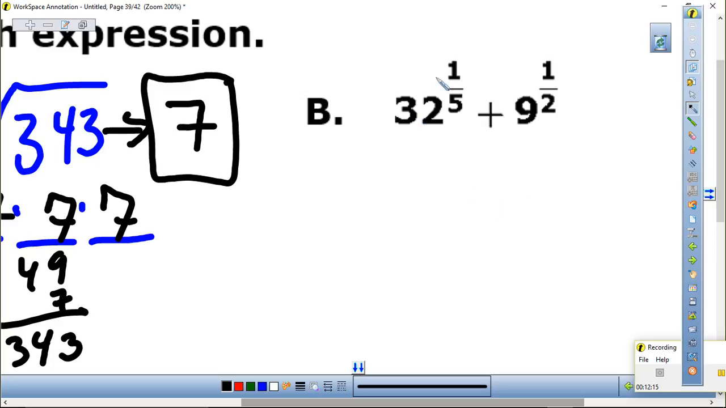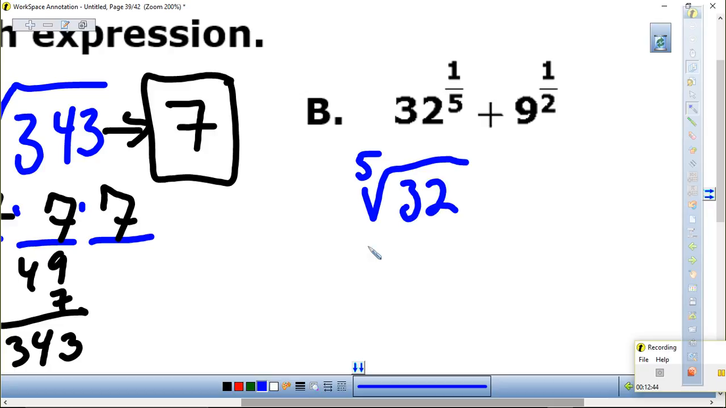It says 32 to the 1/5 plus 9 to the 1/2. Julian, how do I rewrite this one? 32 to the 1/5. What do I do? A radical, with 5 outside and 32 inside. That means a number times itself 5 times. What is that number, people? 2. That is correct. Bring down the plus.